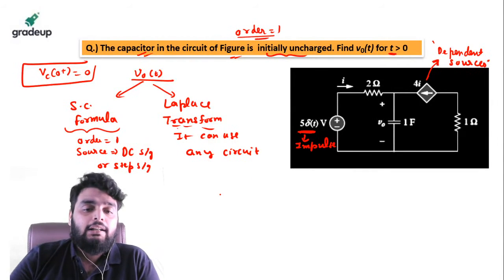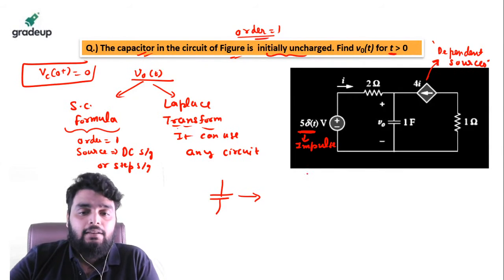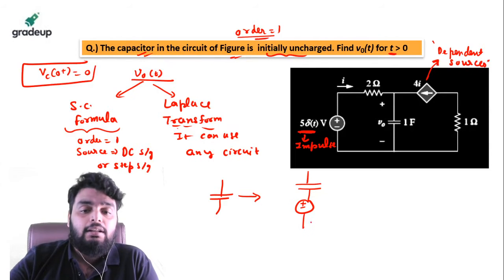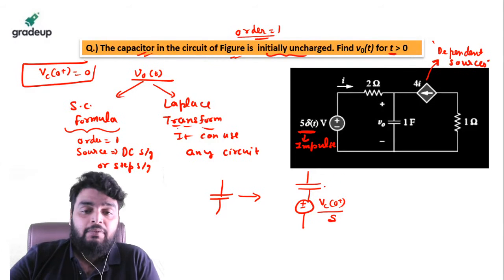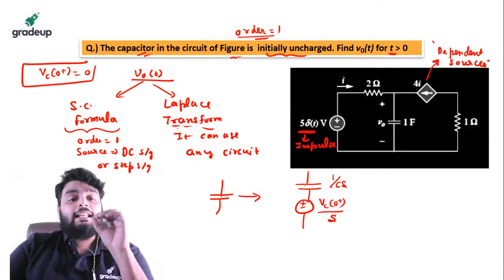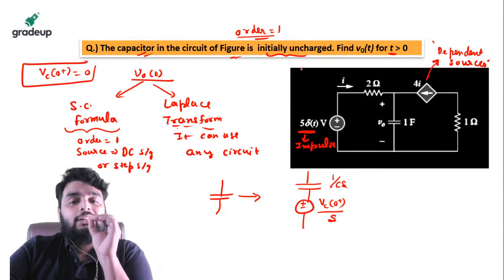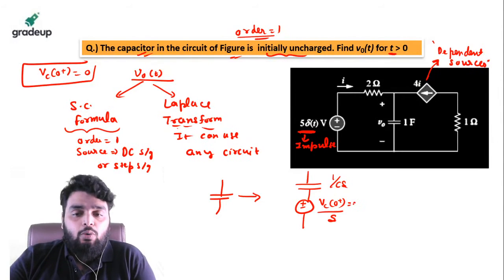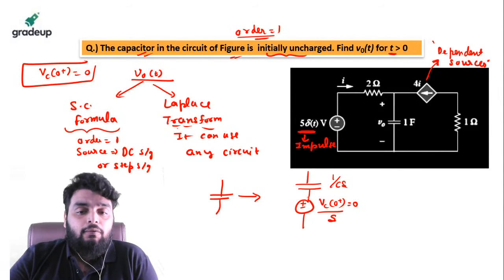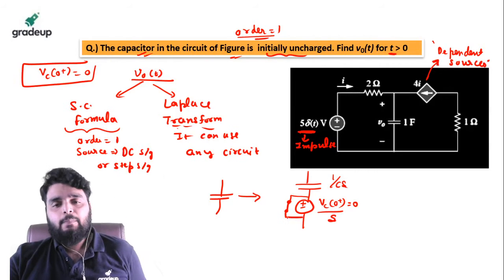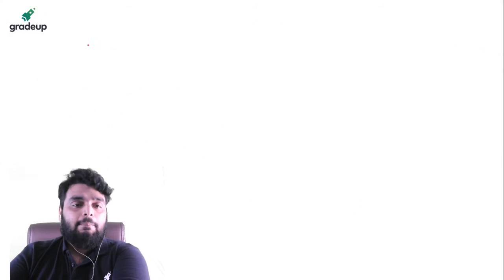Now I told you in earlier classes also, whenever you have to change the capacitor into Laplace form, the capacitor will change into a capacitor in series with a voltage source. And the magnitude of the voltage source is this, and this is 1 divided by CS. Right? Now you will see the initial voltage stored in the capacitor is 0. It means this is equal to 0. And if the magnitude of the voltage source is 0, it will act like a short circuit. Basic network.